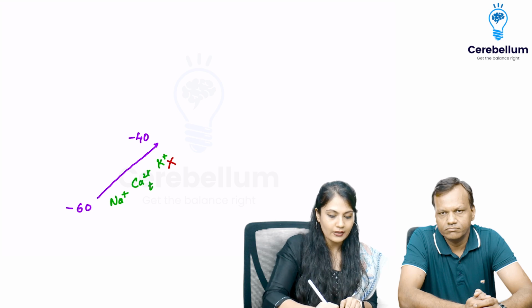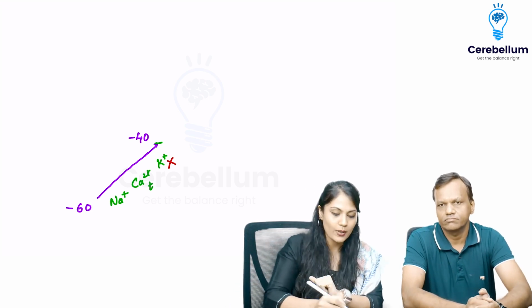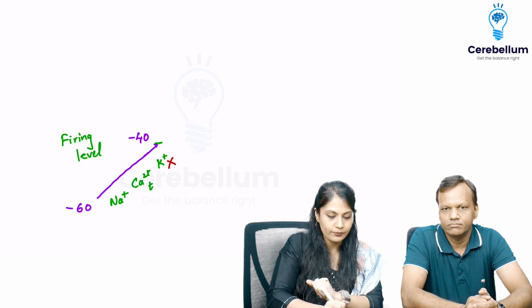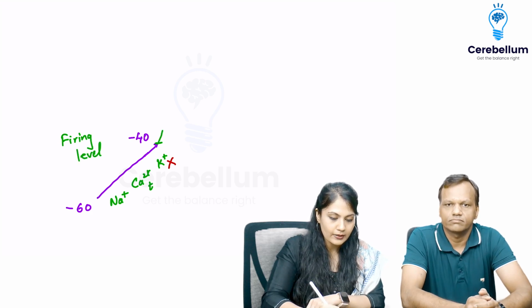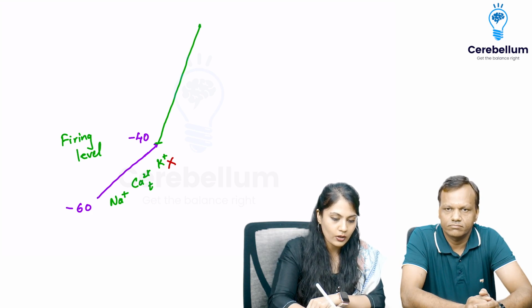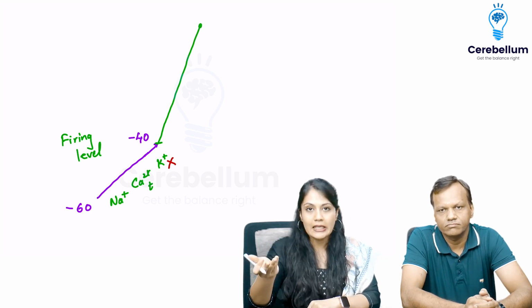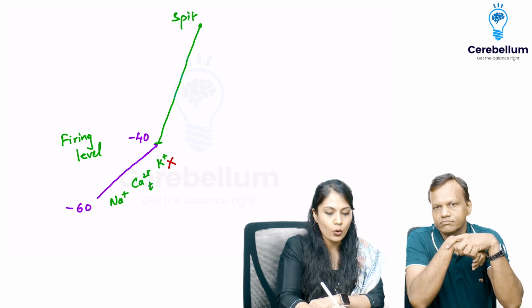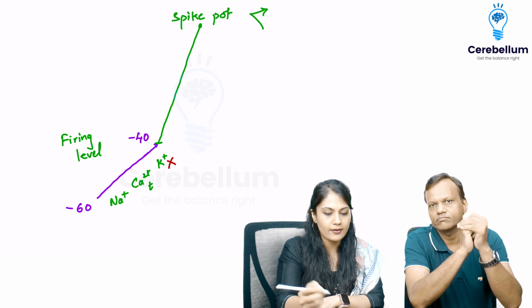Now we have reached -40, which is nothing but the threshold level. We always know that as soon as we reach the threshold level, the action potential fires up, and that's why it is known as the firing level. So this is going to fire up. Till what point? Till infinity? No, only till the spike potential. And at the spike, whatever channel is open, we close that channel.